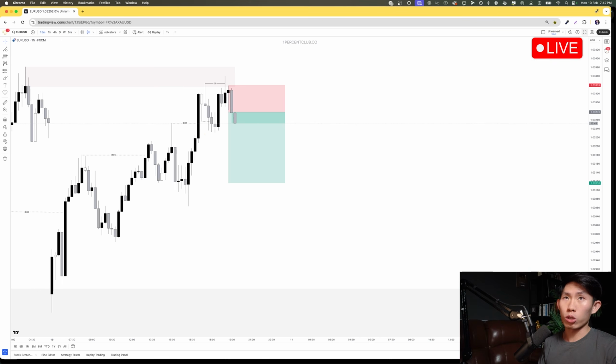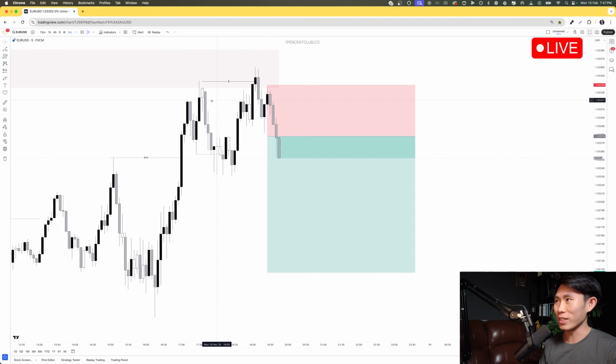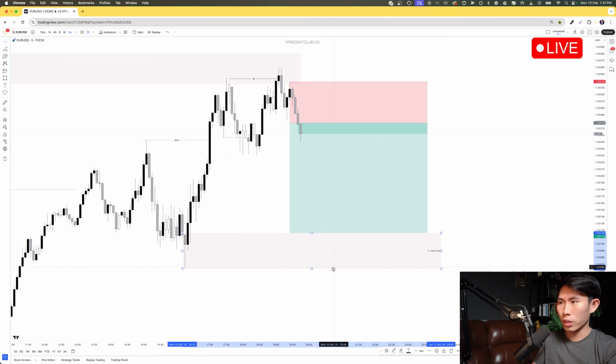You can see right now is also the overlap between London and New York, right? So we can expect some liquidity to step into the market, especially since price has just swept all the stop losses that we have over here, all the buy side liquidity right here. And by the way, our take profit is at this zone right here, okay? Just the edge of this zone.